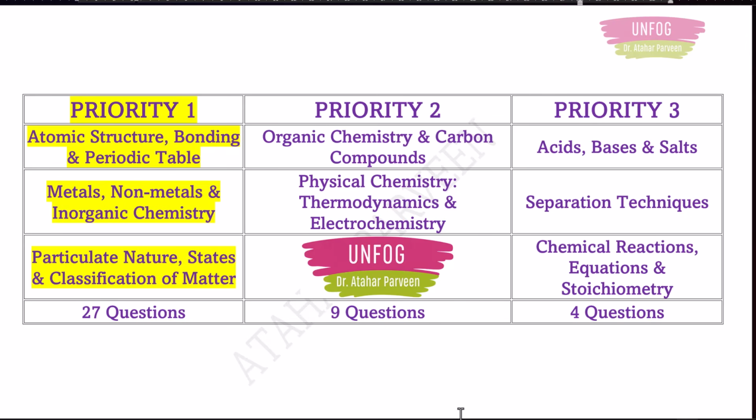Then after you get mastered in these chapters, only then you go for the next topics like organic chemistry and carbon compounds. Physical chemistry also you can touch there, like thermodynamics and electrochemistry. Then the least priority you give to acids, bases and salts, separation techniques, chemical reactions, equations and stoichiometry.